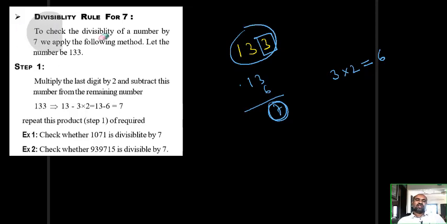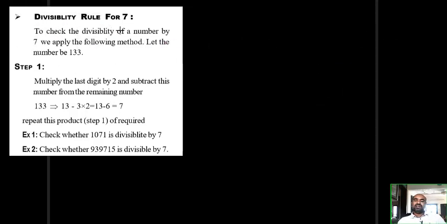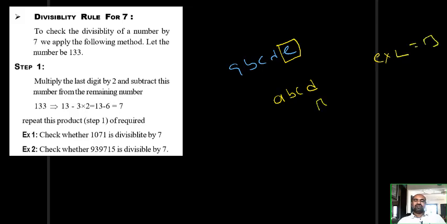Again I want to explain. For example, ABCDE is a 5-digit number. We want to check whether this number is divisible by 7 or not. The process says remove E from that number. After deleting E from this 5-digit number, the truncated number is this 4-digit number. E should be multiplied by 2, and we will get something. That something should be subtracted from this truncated number. Some number we will get. If this number is divisible by 7, the total number is divisible by 7.